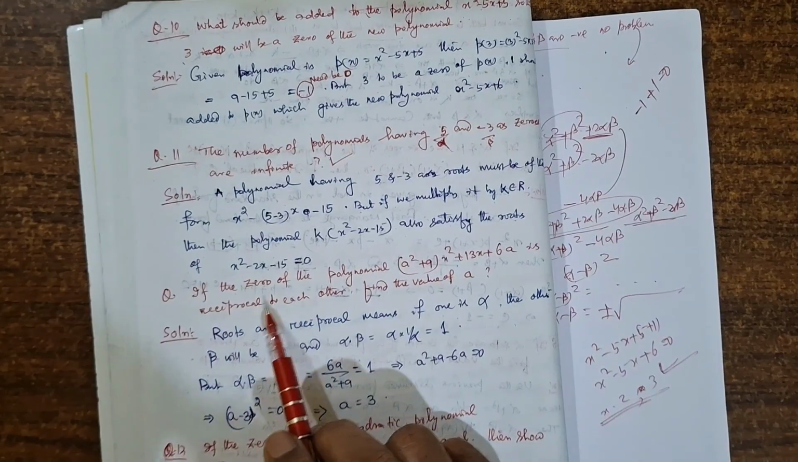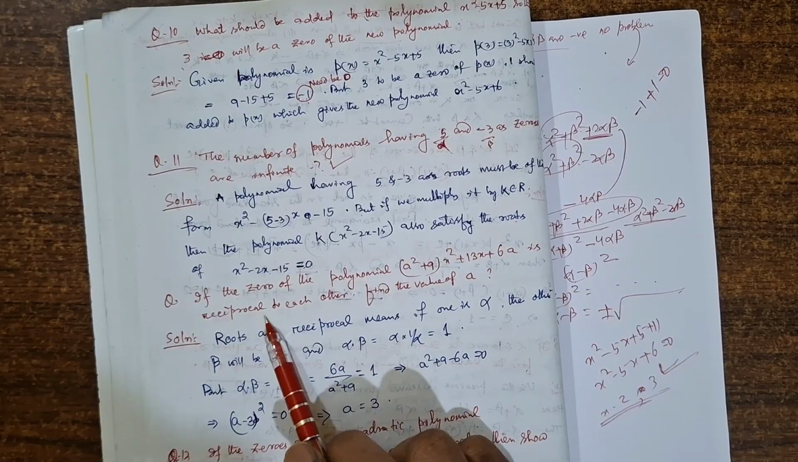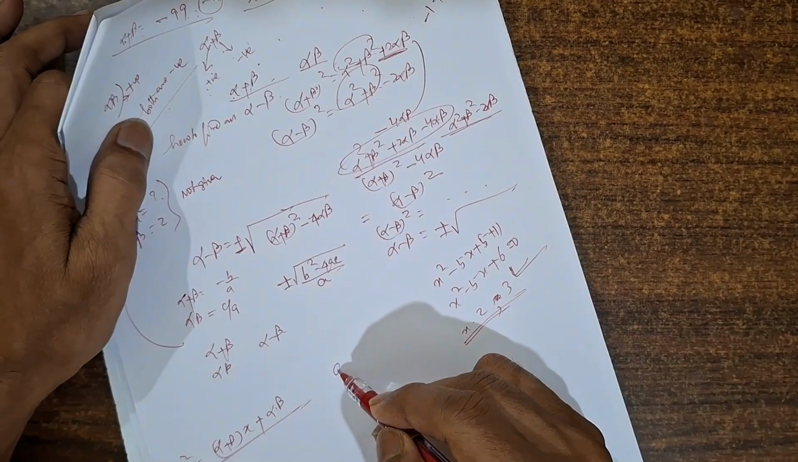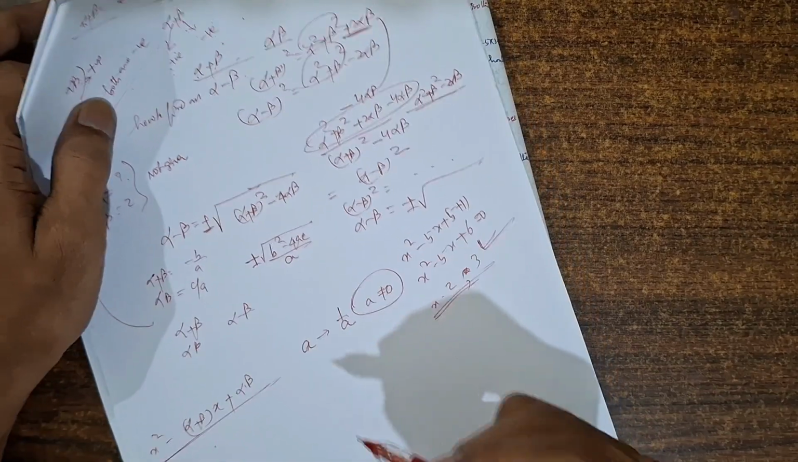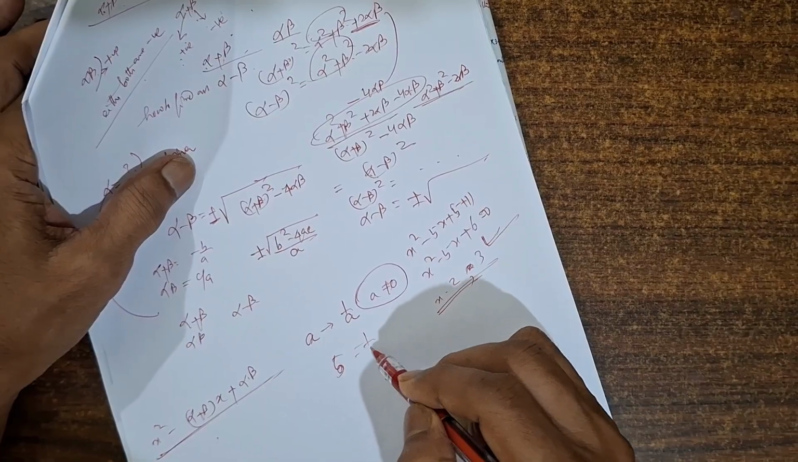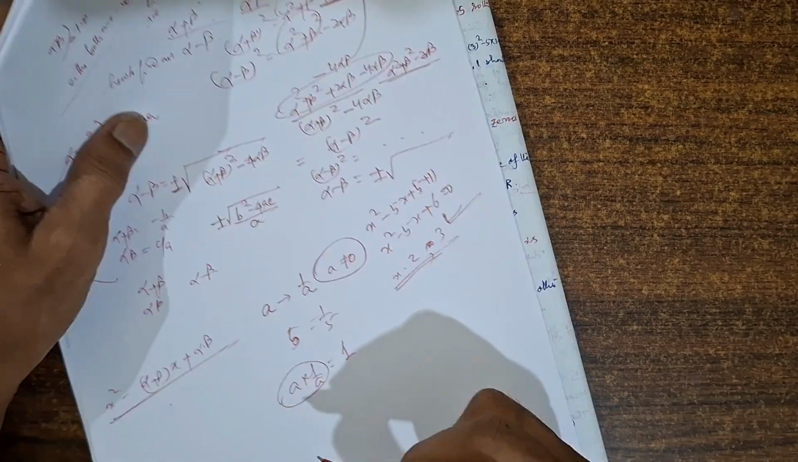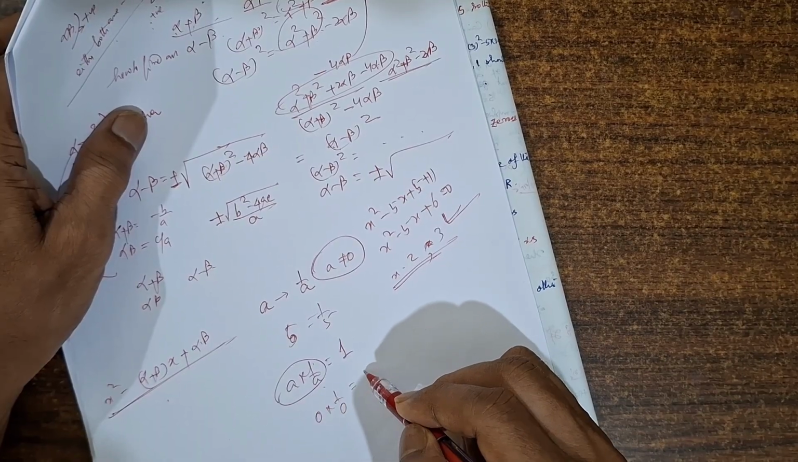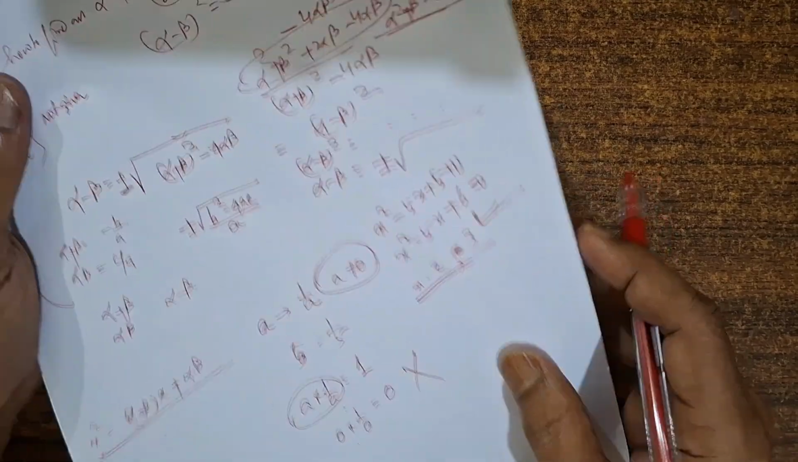If the zeros of the polynomial x square plus 9x square plus 13x plus 6a are reciprocal to each other, find the value of a. What is a reciprocal? The reciprocal of a is 1 by a, provided a is not equal to 0. Zero has no reciprocal, but 5 has a reciprocal 1 by 5, because a into 1 by a is equal to 1. If a is equal to 0, then 0 into 1 by 0 is not equal to 1; division by 0 is meaningless.